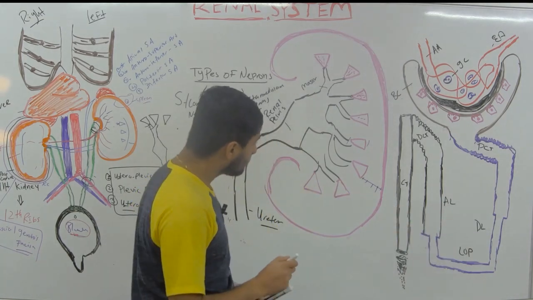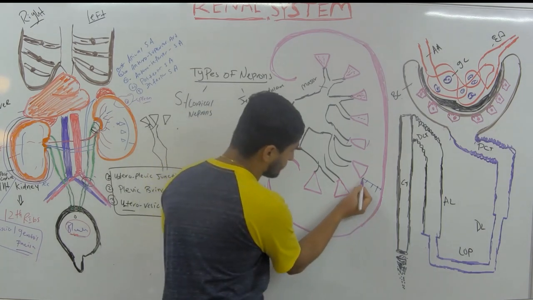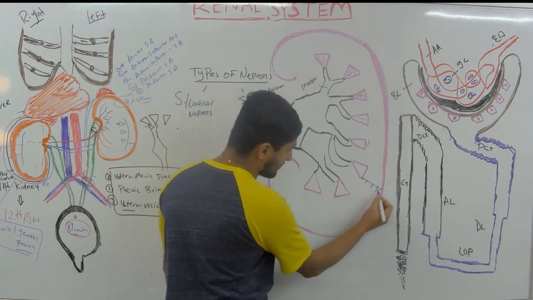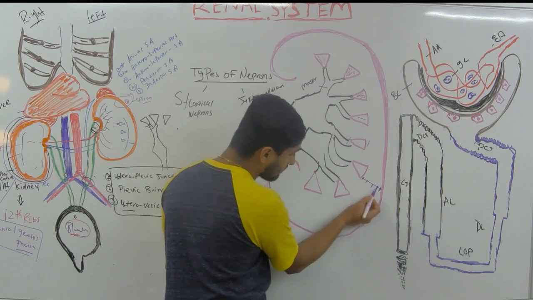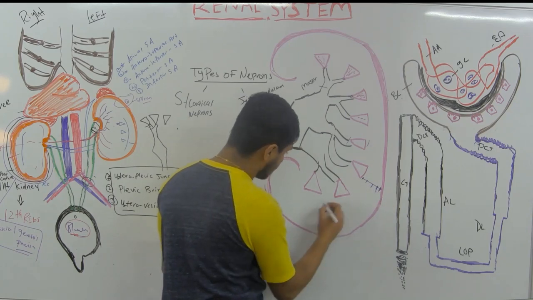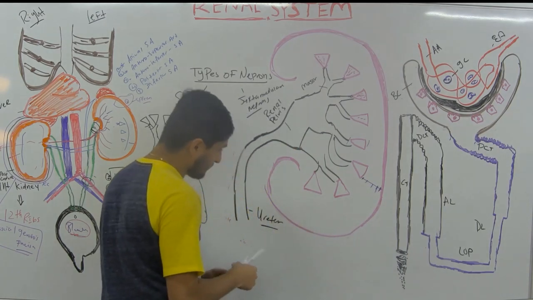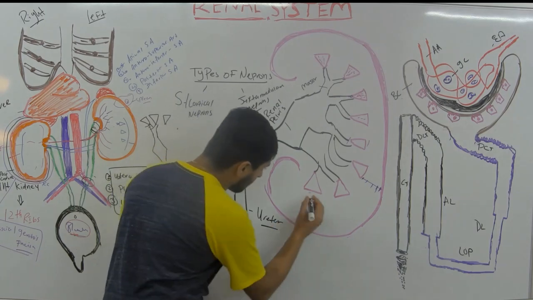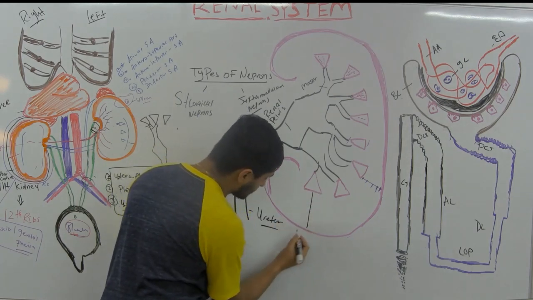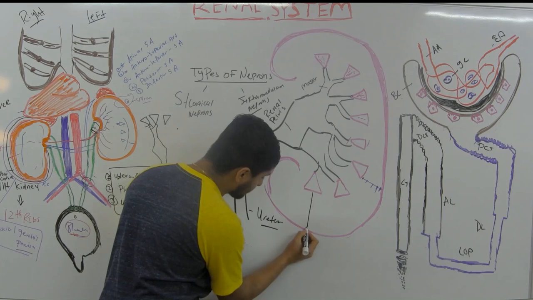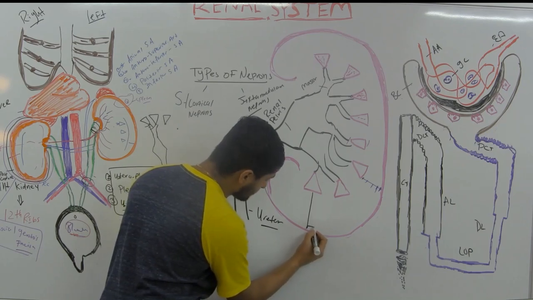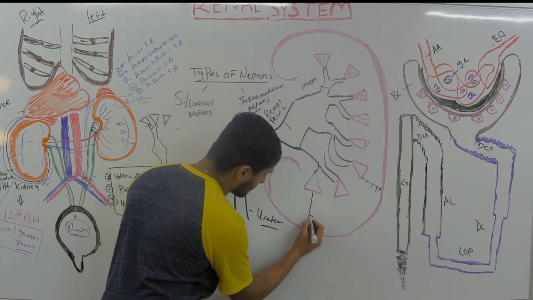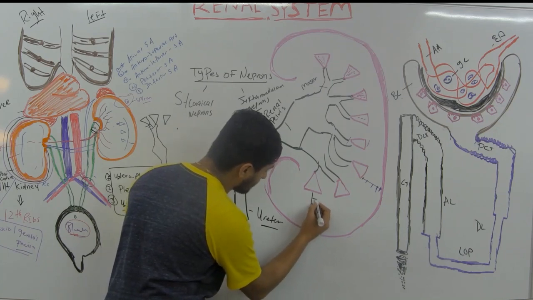And what does that mean? Which basically means, if you look at this one right here, this is on the cortex, all this area. If you make it right here, all the way down right here, this is my cortex. And then from the cortex, what is happening here? This is going to be my nephrons right here.